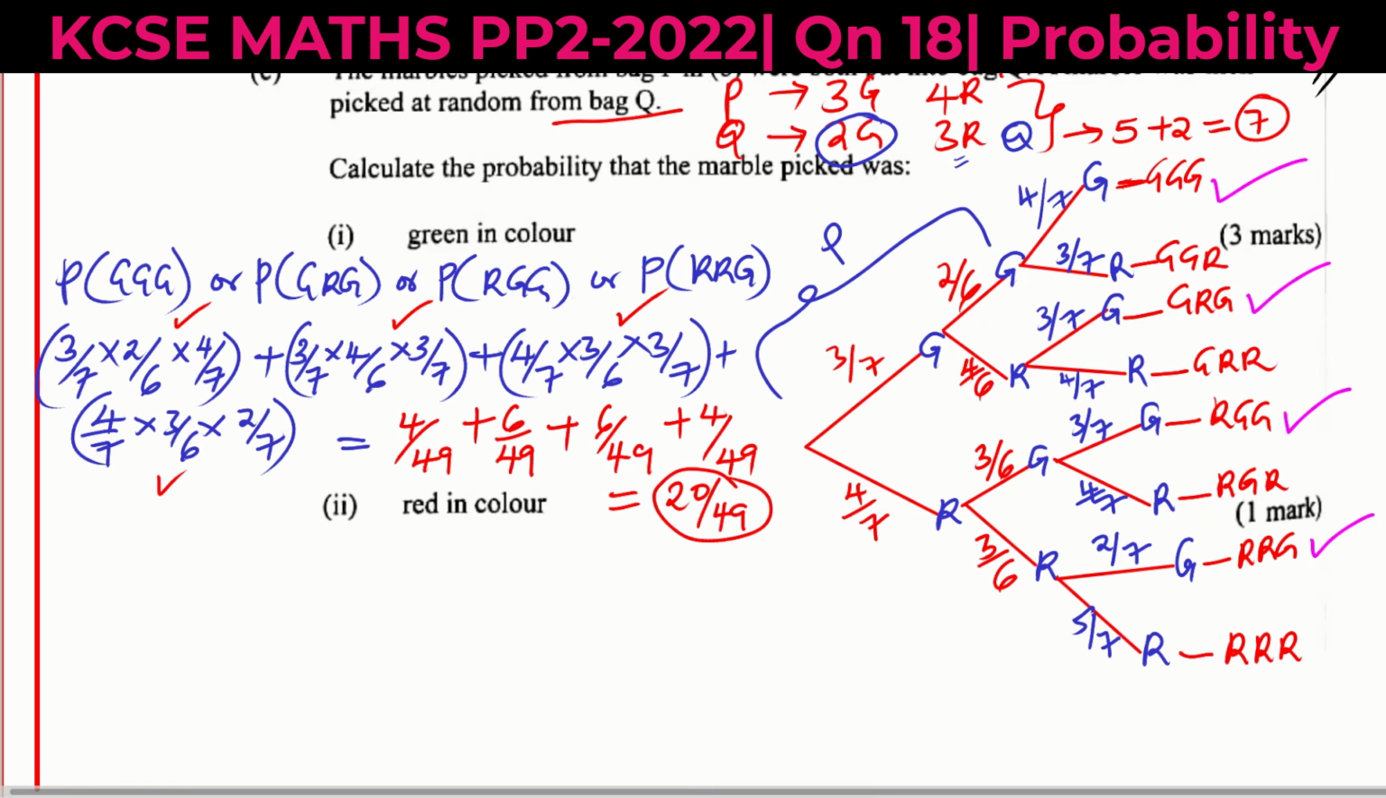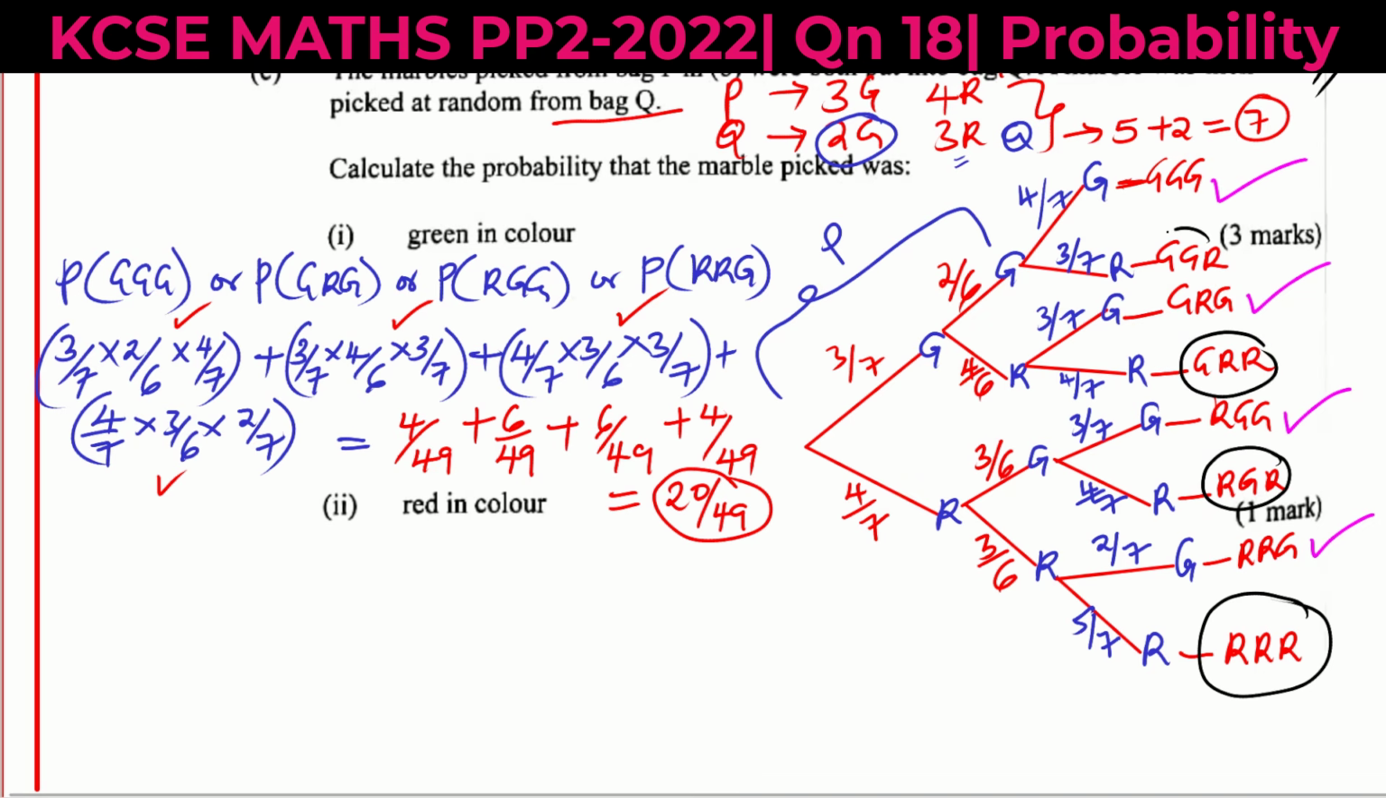The last one, the probability that the marble picked was red in color. Now this one is very easy. All the probability that we've got here, whatever we have ticked in the first part, that is part 1, is the probability that the marble picked was green in color, where the last marble is green. So all the others that are remaining are the ones that we require. Like this one, you can see the last marble is red. This one, the last marble is red. This one, the last marble is red. And this one, the last marble is red.